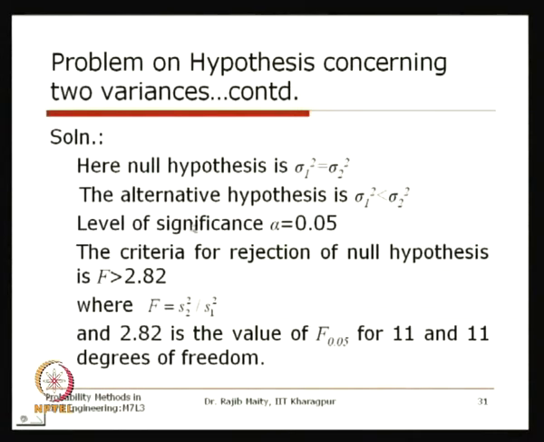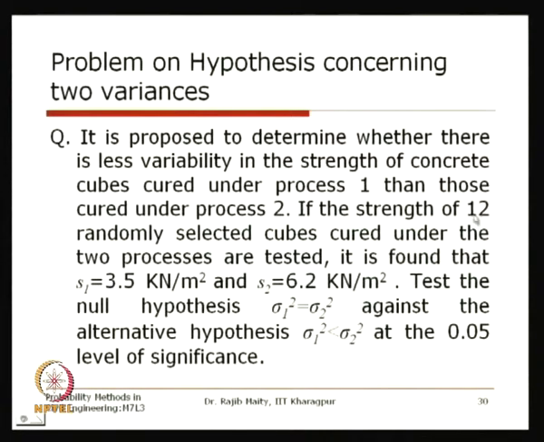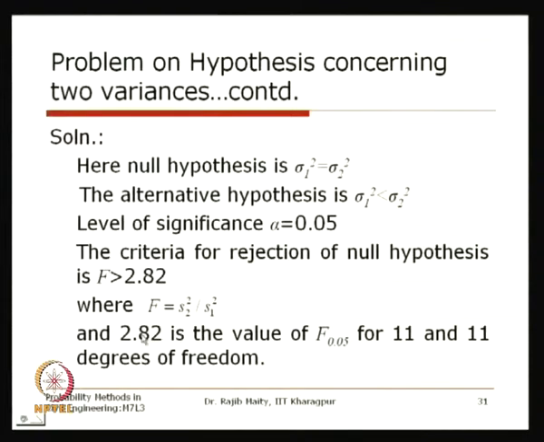Here the null hypothesis is this, and the alternative hypothesis is that sigma 1 square is less than sigma 2 square, and the level of significance is 0.05. The criterion for rejection of the null hypothesis is whether the statistic is greater than 2.42. So, how are we getting this? This is the F distribution with degrees of freedom based on the sample size, which in both cases is 12. So, 12 minus 1 is 11; the first degrees of freedom is 11, and the second degrees of freedom is also 11. Here F is equal to S2 square by S1 square.